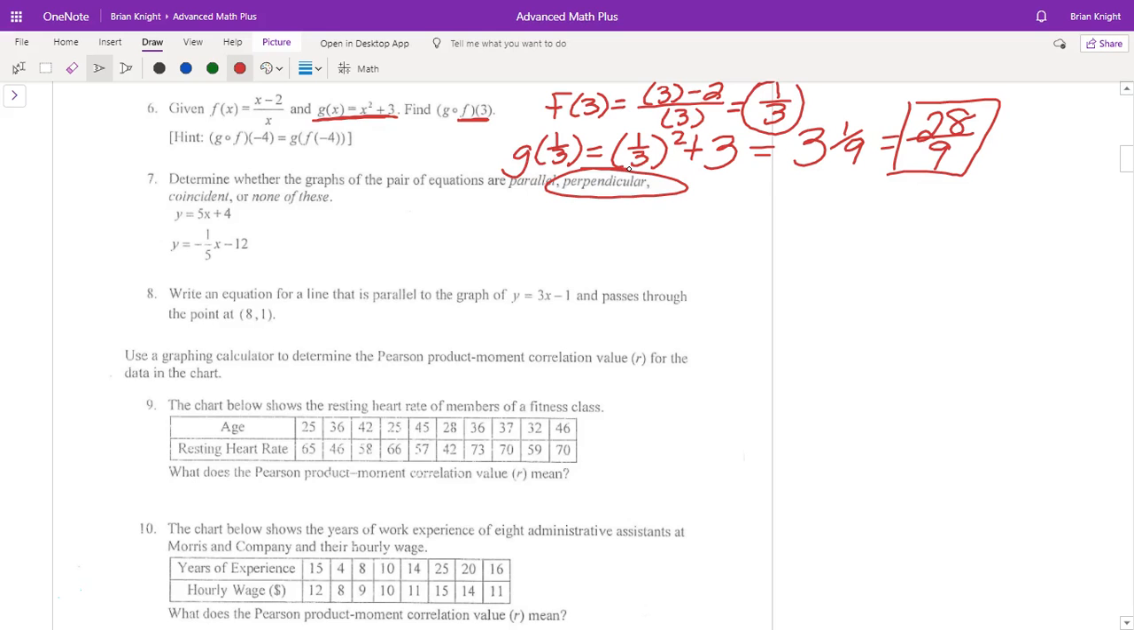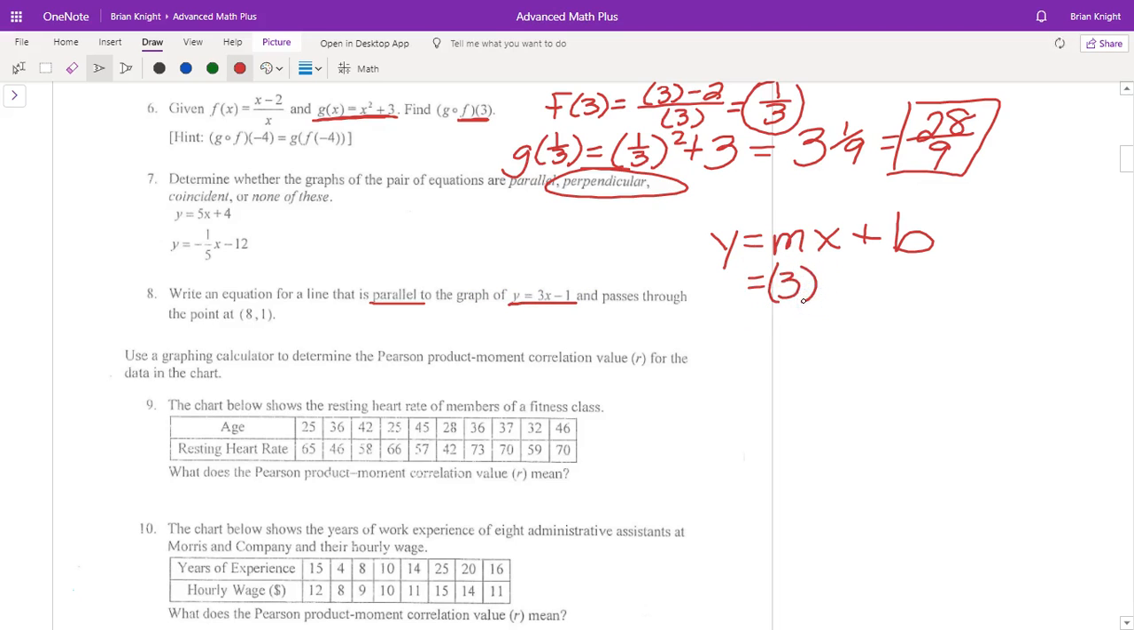8, you're writing an equation for a line that is parallel to y equals 3x minus 1 and passes through point (8, 1). So if you've forgotten how to do these, I'm going to write my, anybody remember what that's called? What form? Slope-intercept form. If it's parallel to this line, what is the slope I'm going to use? 3.